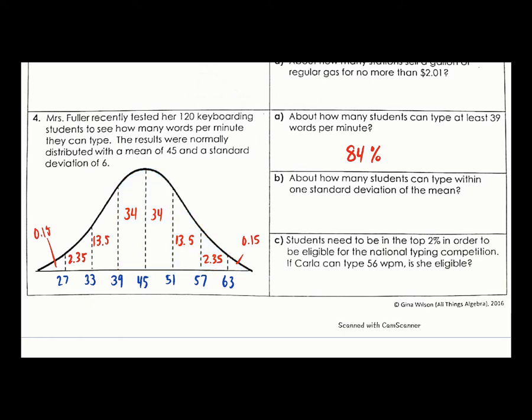Okay? All right, let's erase all this and go back and see what the next question is. About how many students can type within one standard deviation of the mean. Within one means that I can only go one to the left and I can go one to the right. So we really shouldn't even have to look at that. We should know that how many people does that include? Well, it includes, not percentage-wise, but it includes 39 to 51.